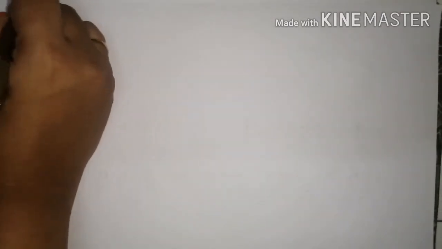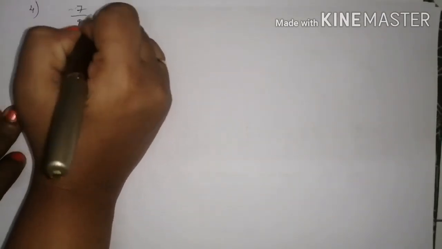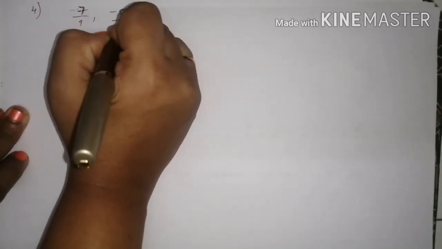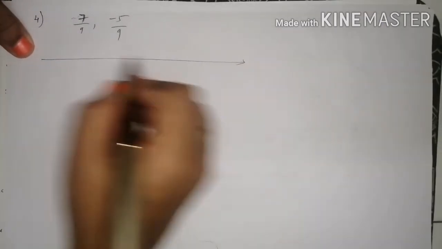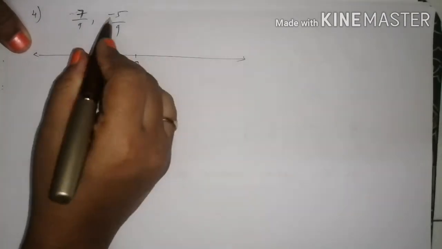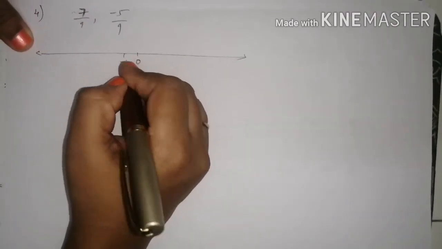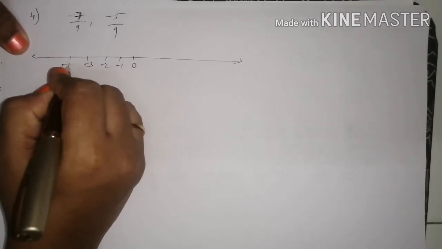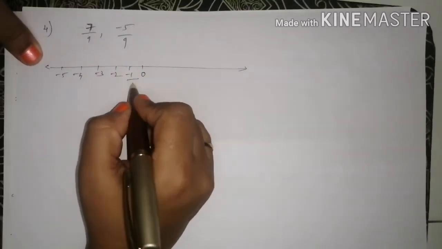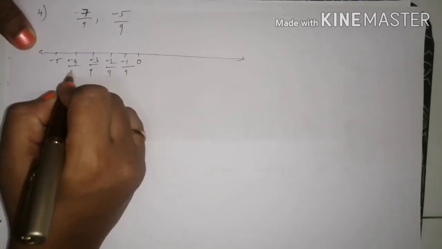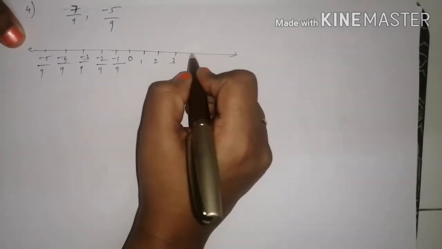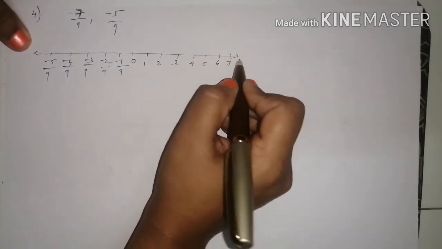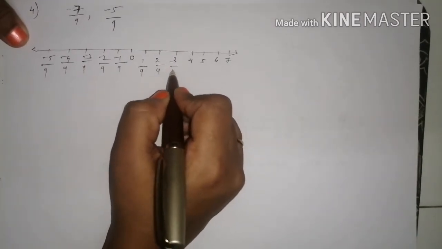Now let's move to the fourth sum. Fourth sum is 7 upon 9 and minus 5 upon 9. Now the denominators are the same, so there is no need to make the denominator the same. On a number line, let's show these numbers. One is negative, so negative will come on the left: minus 1, minus 2, minus 3, minus 4, minus 5, all upon 9, since the denominator is 9. Here is positive 7 upon 9: 1, 2, 3, 4, 5, 6, 7, and the denominator is 9.